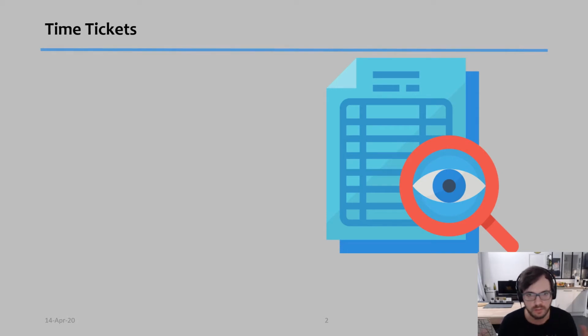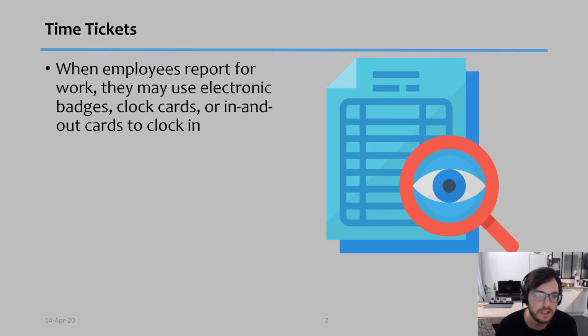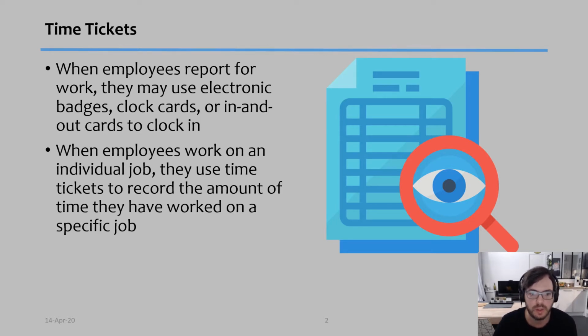There are many different forms of time tickets that we could use. A time ticket is basically what? When an employee reports for work, they have to use an electronic badge, a clock card, or an in and out card to clock in. So they clock in some way. And when an employee is working on an individual job, they will use time tickets to record the amount of time they have worked on that specific job.